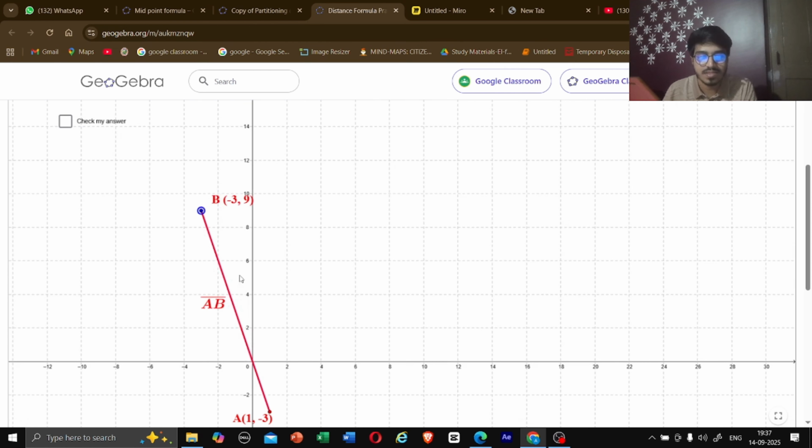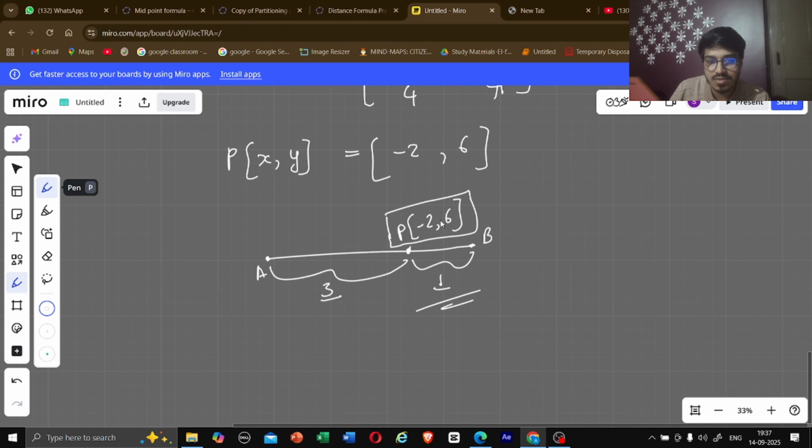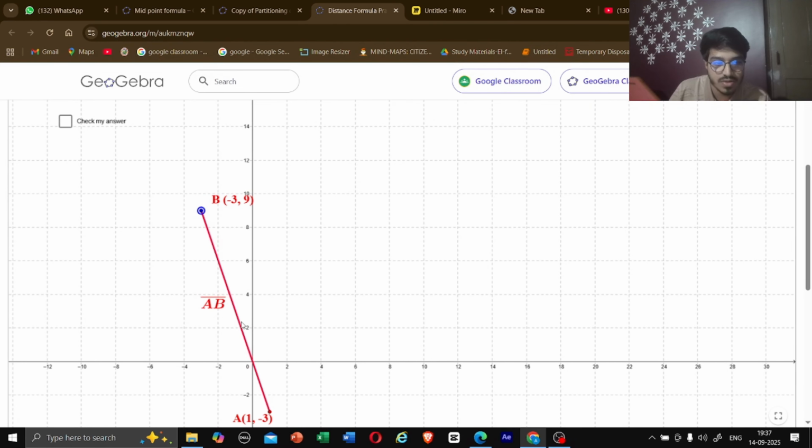Yeah. So A is equal to (1, 3), also written as 1 comma minus 3, and B is (-3, 9). This is how it looks on this coordinate axis, and approximately 3/4 is here. So what answer did we get? (-2, 6). Minus 2 comma 6. Yeah, this point is the 3/4 point from A to B.